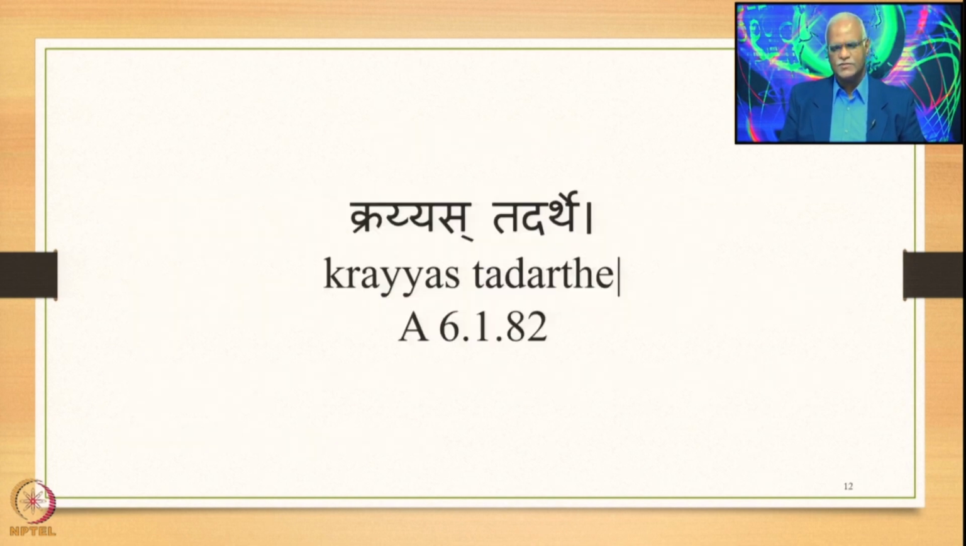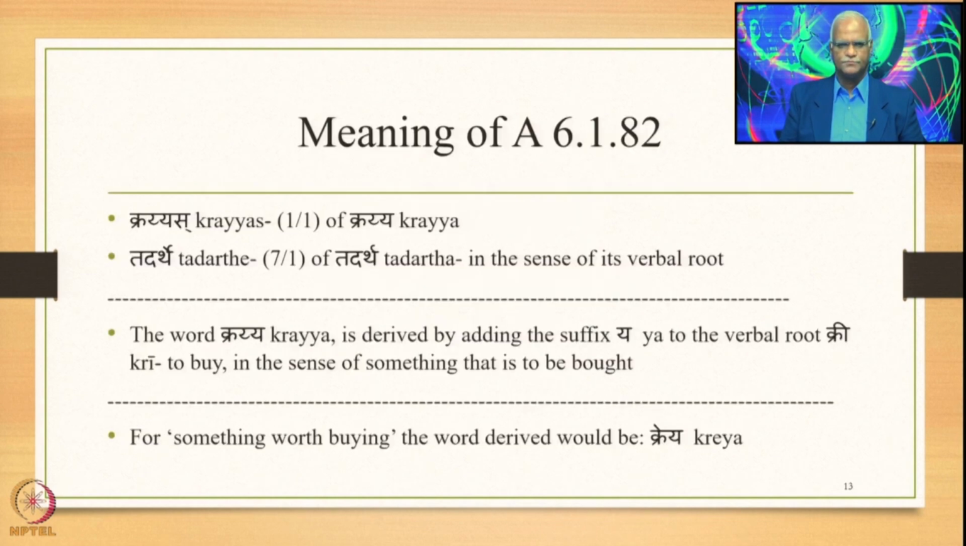Now we go to the next sutra, Krayas Tadarthe, 6182. This is like the previous sutra, 6181, another Nipatana sutra. The meaning of Krayas Tadarthe is the following. Krayas is 1/1 of Kraya, Tadarthe is 7/1 of Tadartha. Tadartha means in the sense of that, in the sense of that verbal root.